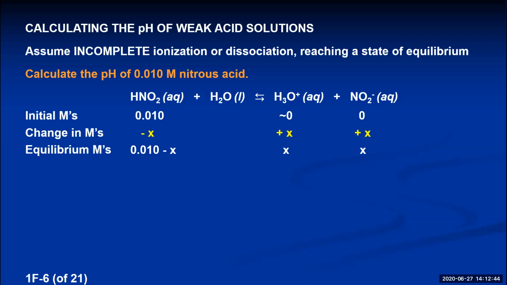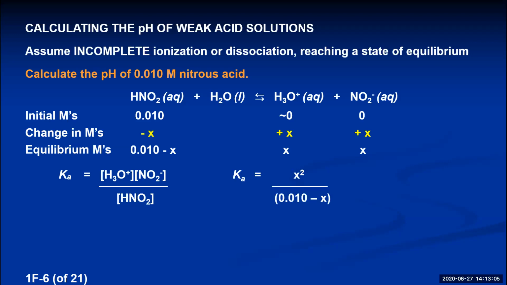So these equilibrium molarities are related to the equilibrium constant for nitrous acid ionizing in water, and that's called a Ka. So the Ka is going to equal the product of the molarities of hydronium and nitrite divided by the molarity of the nitrous acid molecules. I know my equilibrium values from my ice table. They're X and X on the top and 0.010 minus X on the bottom.